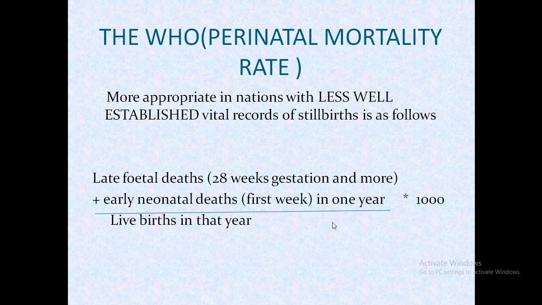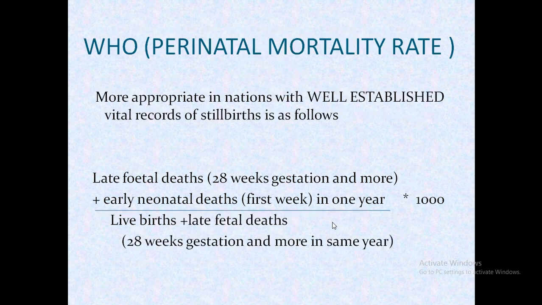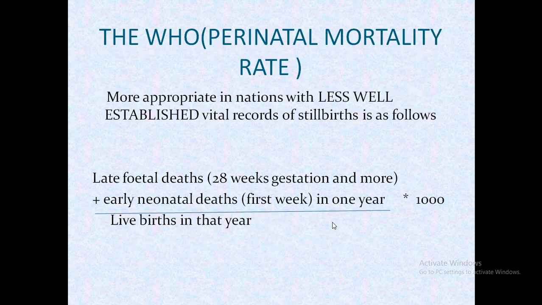In less well established areas, the numerator is the same, but the denominator we are taking is only 1000 live birth in that year. In less well established areas, it is difficult to calculate the late fetal death, and that's why here the denominator is only live birth in that particular year.